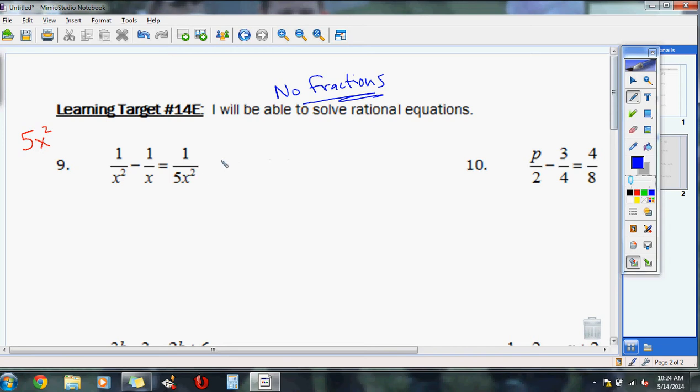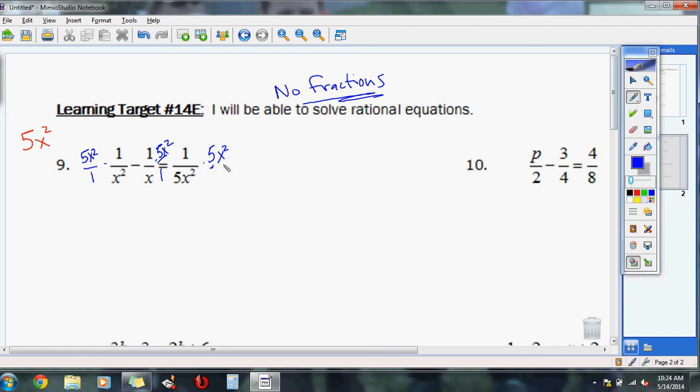Now you might have a fraction in your final answer, but I'm talking about throughout the problem. If you look back at the other problems that we've been doing, Learning Target 14D, we've had fractions all the way to the end. Not after the first step here. So you're going to multiply by 5x squared over 1, not by what's missing over what's missing. The goal here is to get the denominator to 1. So 5x squared over 1.